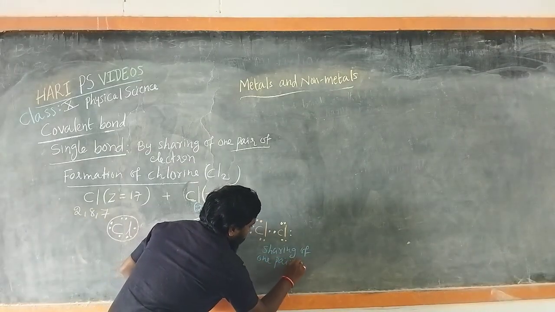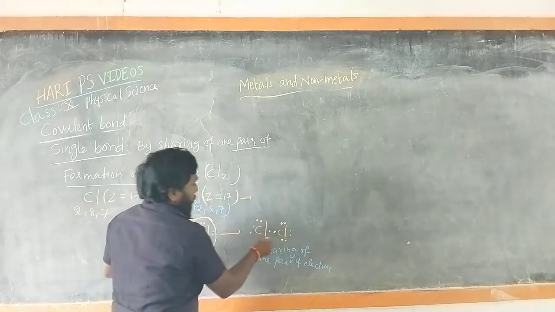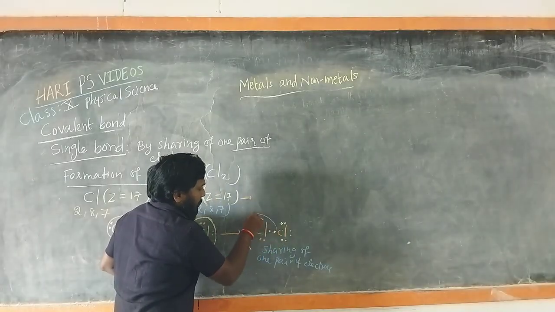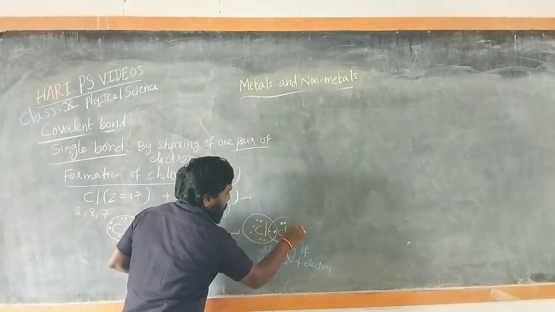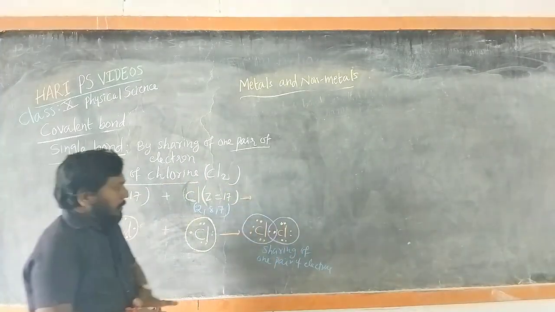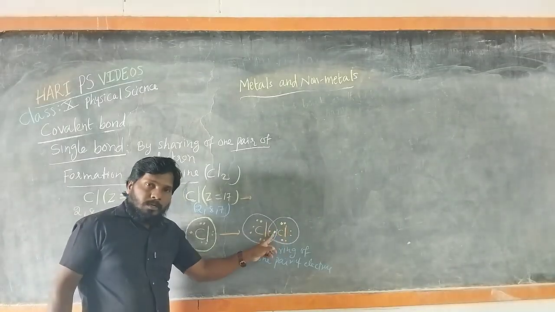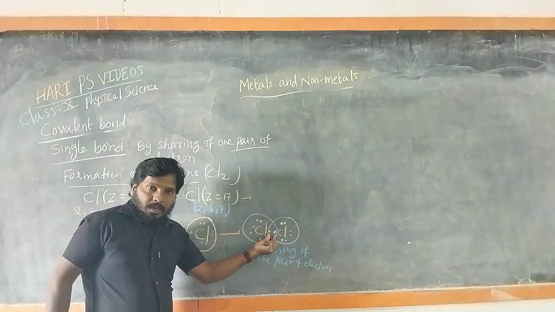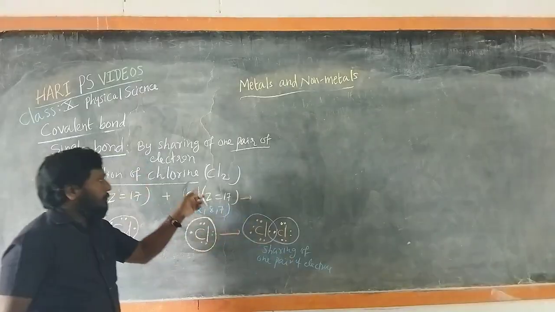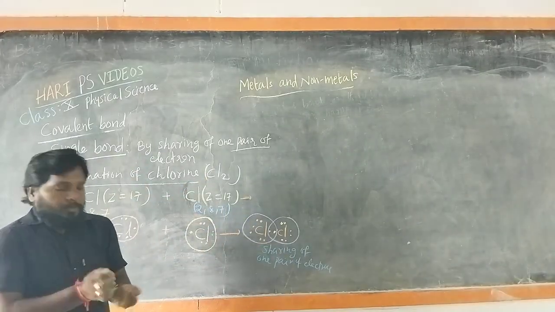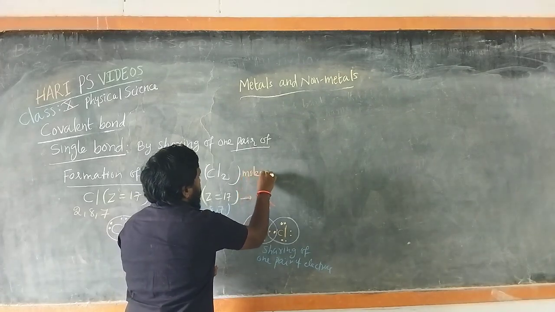This is the one pair of electrons. These 2 electrons are shared by this chlorine atom and also by the other chlorine atom. One chlorine atom gave 1 electron, and another chlorine atom also gave 1 electron. So here 1 pair of electrons is there. These 2 electrons are shared by the 2 chlorine atoms and form the chlorine molecule. So this is the formation of the chlorine molecule.